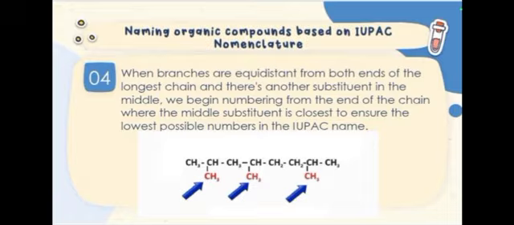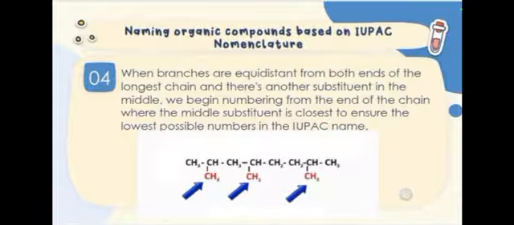Fourth one, when branches are equidistant from both ends of the longest chain and there is another substituent in the middle, we begin numbering from the end of the chain where the middle substituent is closer, to assign the lowest possible number in the IUPAC name. Example: CH3, CH, CH3, CH, CH2, CH2, CH, CH3.